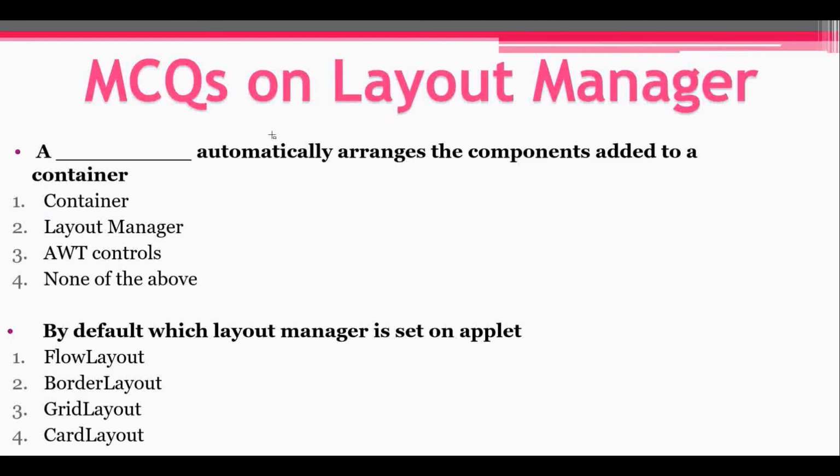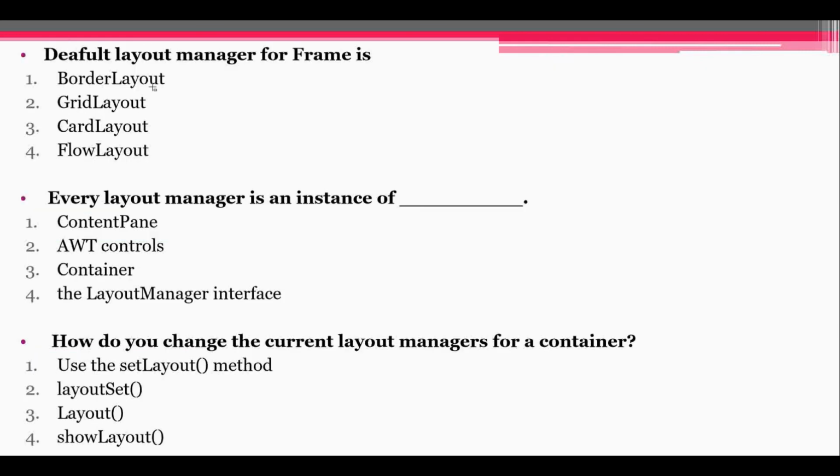At the end of this session, we will see some MCQs on layout manager. So our first question is, which automatically arranges the components added to a container? So the answer is layout manager. The next question is, by default, which layout manager is set on an applet? So the answer is flow layout. The next question is, the default layout manager for a frame is border layout. Every layout manager is an instance of, so the answer is the LayoutManager interface. The next question is, how do you change the current layout manager for a container? So the answer is, use the setLayout method.